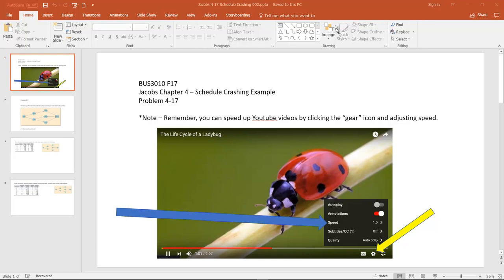Okay, here we go. Solution of problem Jacobs chapter 4 or 17. This has to do with schedule crashing.